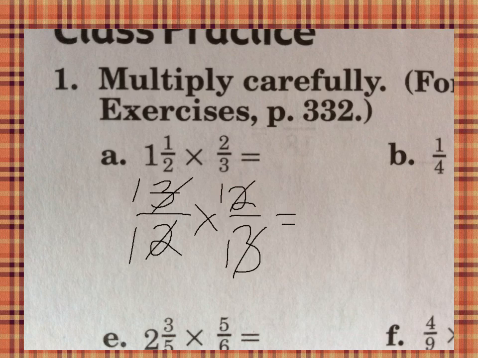Now we can multiply across. 1 times 1 is 1. And 1 times 1 is 1. So we get 1 over 1. Remember, any number over itself is 1, our final answer here.